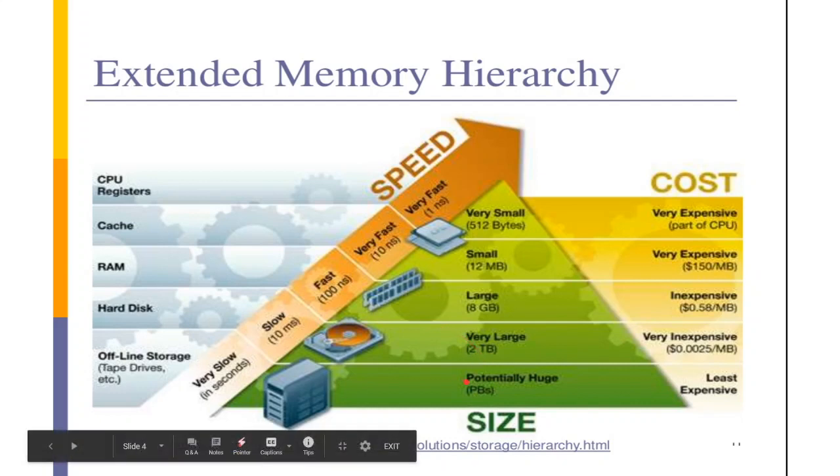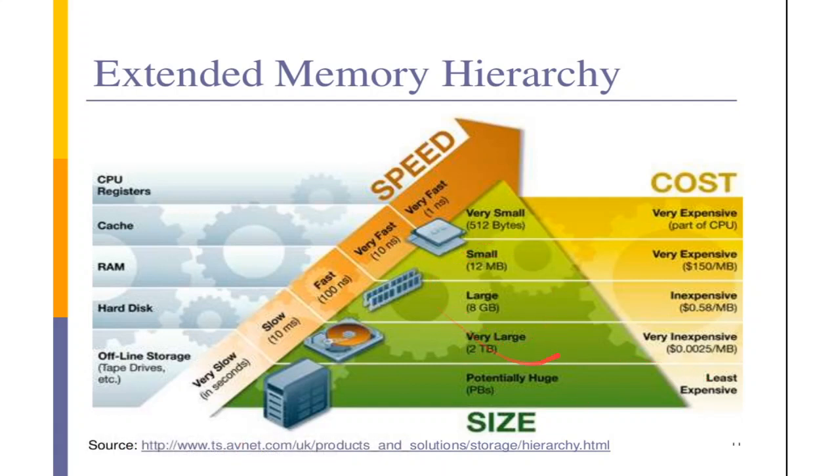And next is the very slow offline storage. It could be tape drives, etc., and it's the least expensive compared to the rest of the things in the hierarchy. So that was the hierarchy. We'll see the types of RAM and ROM in the coming videos.